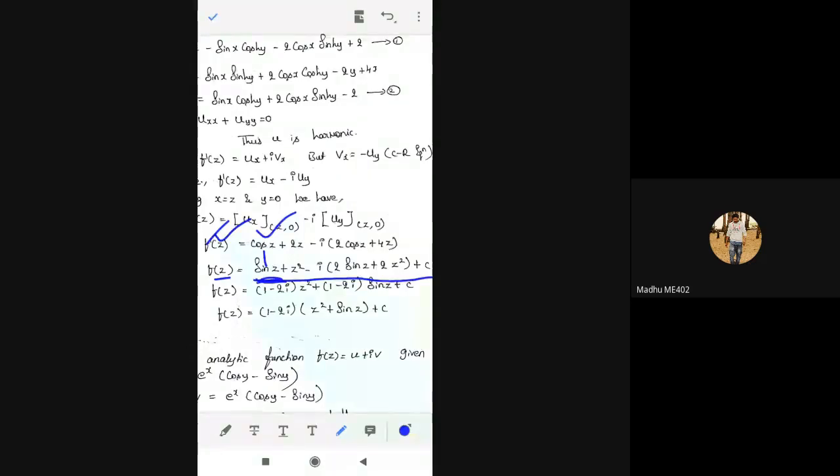And then 2 into z, integration of z is z square divided by 2, correct? For x power n, the integration is x power n plus 1 divided by n plus 1, like that. So the 2 gets cancelled to give just z square. Next, minus as it is, i as it is, 2 as it is, cos z, you know very well that is sin z.